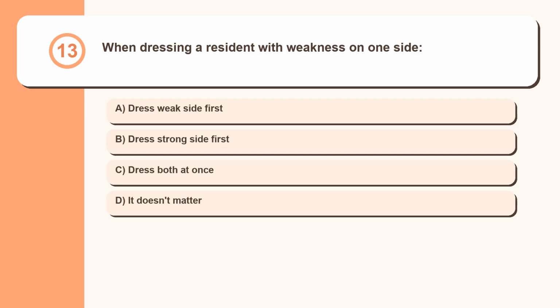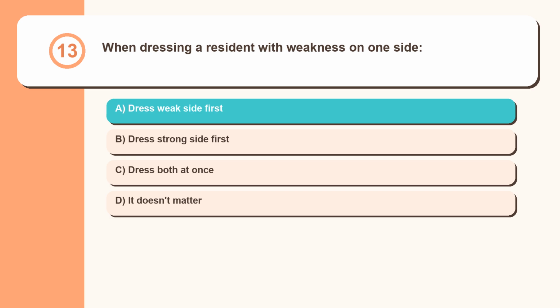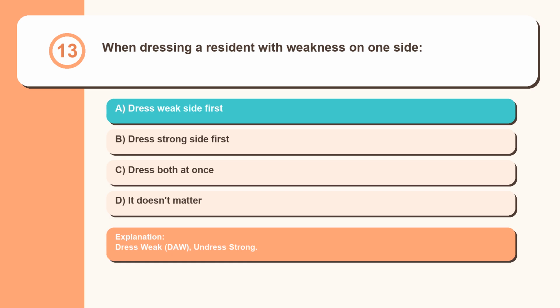Question 13. When dressing a resident with weakness on one side, dress the weak side first. Dress the strong side first. Dress both at once. It doesn't matter. Answer: dress weak, undress strong.